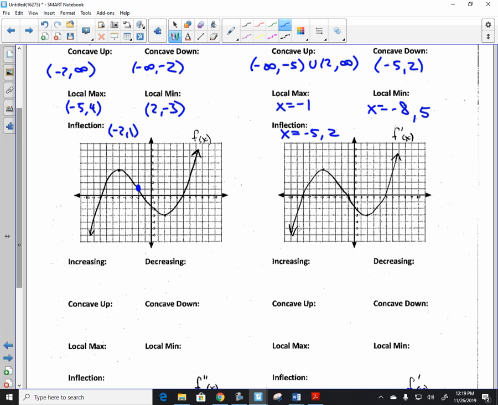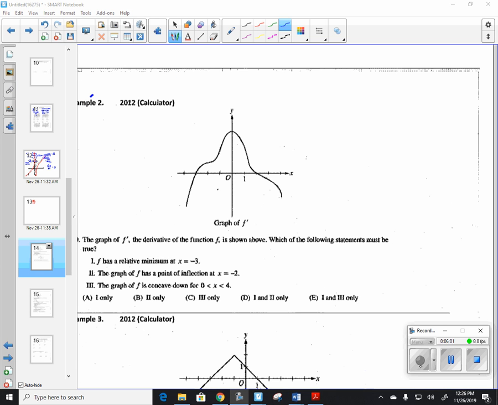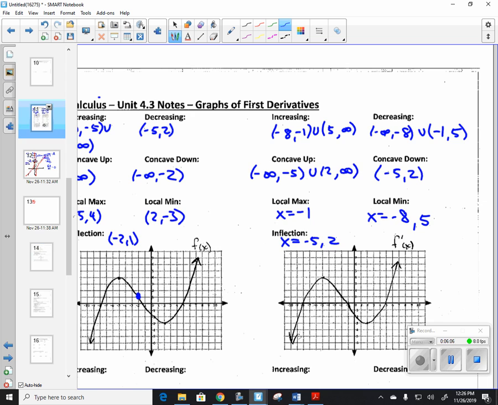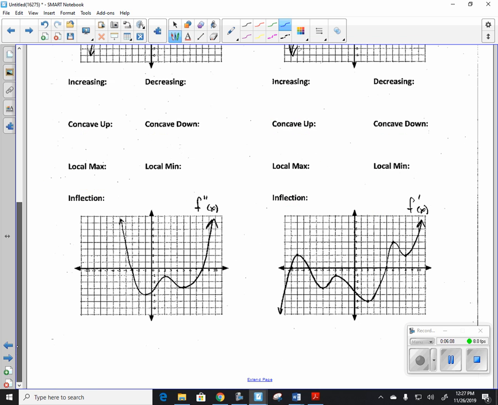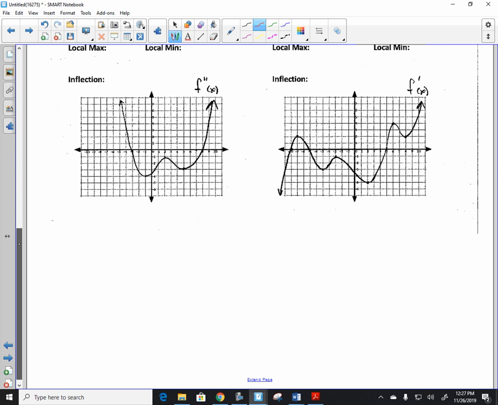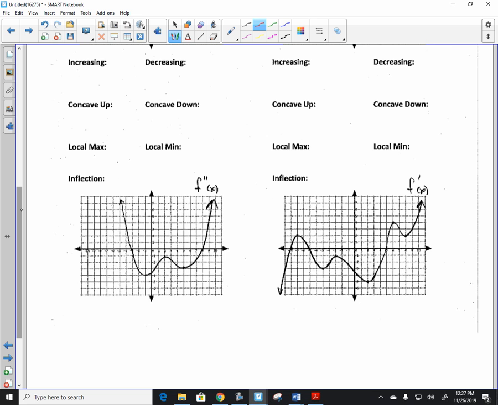Okay, take out your worksheet that you got the other day. Okay, here we go. Let's take a look at this. Okay, please look at this example right here. We're going to look at this graph. We're going to see what the graph of f double prime can tell us.